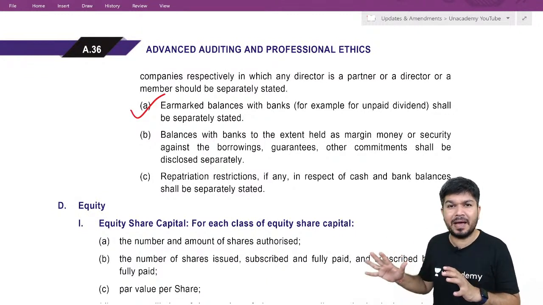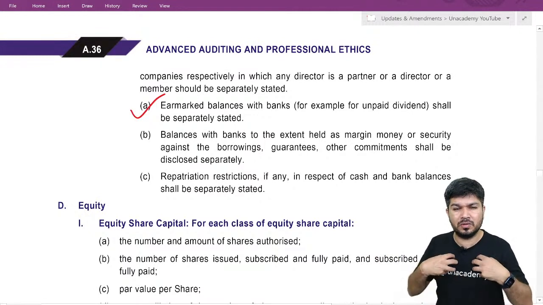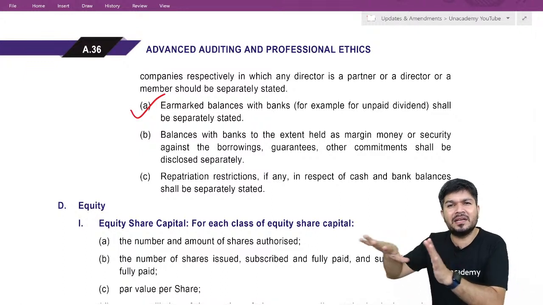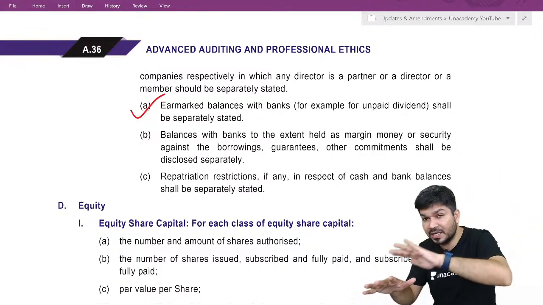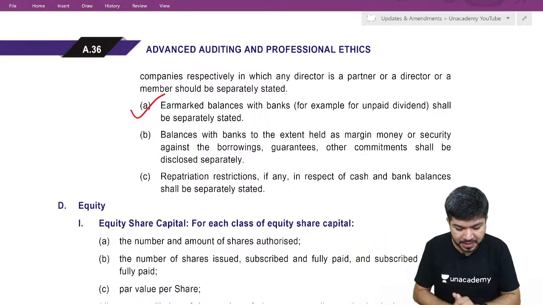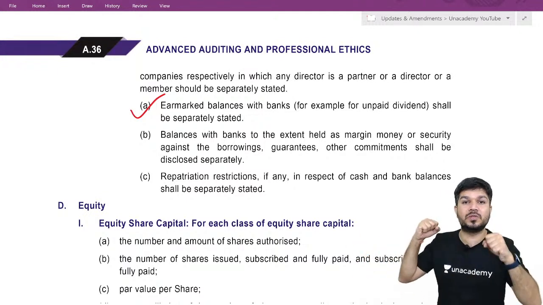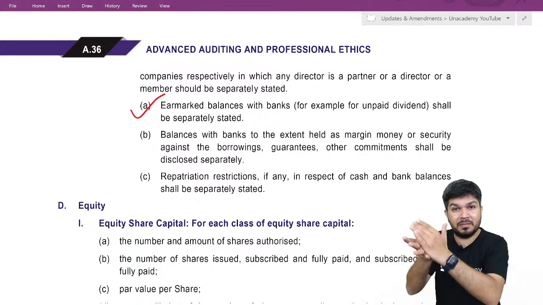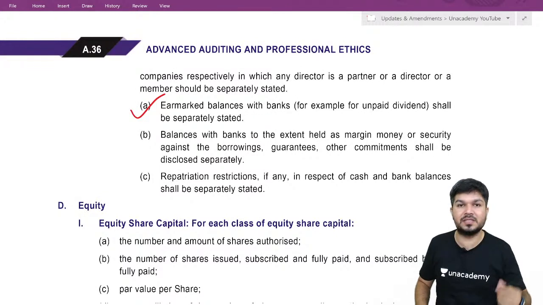Okay, balance with bank to the extent of margin money deposit, like I took a loan or the bank has given a guarantee for me, against that I made an FD against which the bank has granted me a loan or given a guarantee on my behalf, that is to be shown separately. And if there is money in my bank account which I cannot use, repatriation restriction, bank account is seized, Vijay Mallya's account, that repatriation restrictions are always to be shown separately.